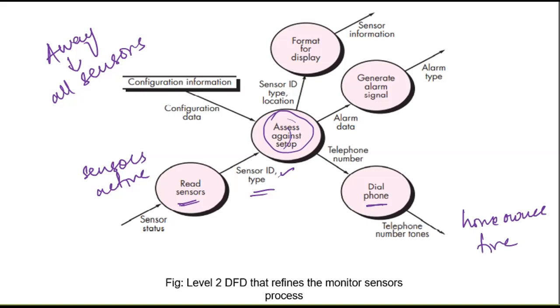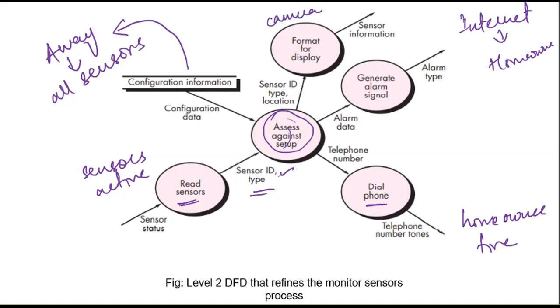Now this access against setup can be checked within the configuration information. This away or all sensors activated information is stored within the database. Now this information is displayed at the control panel. We have seen that this information can be accessed via the internet by the homeowner, so this is also going to be displayed. Format for display: in what format you're displaying this particular file. For that particular camera, you can have a detailed view, or a thumbnail view for the different areas that are under attack. Then alarm data, some type of alarm.